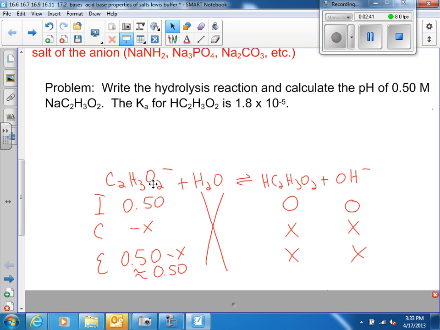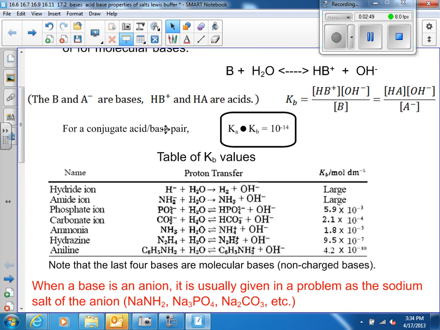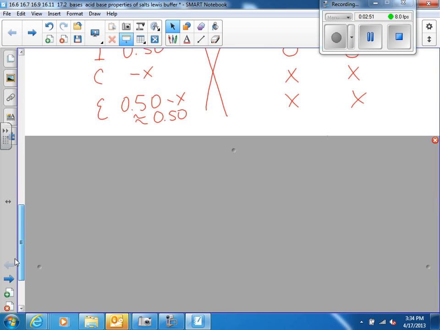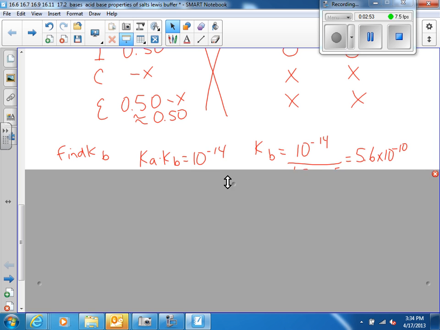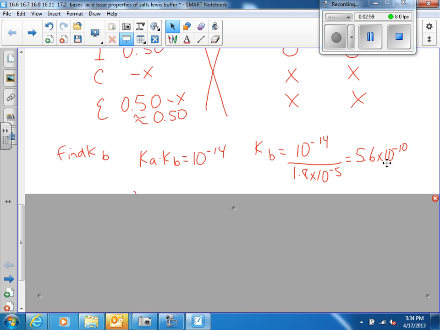Now, notice this is a base reaction because we have a base with water, and we only had the Ka for the conjugate acid, so we will use this equation right here to get the Kb. You can do it yourself, pause, or here we go. Ka times Kb is 10 to the minus 14. So I solve for my Kb, and there I have it. And now I will do products, x squared, over the reactants, 0.5 minus x, is equal to the Kb.